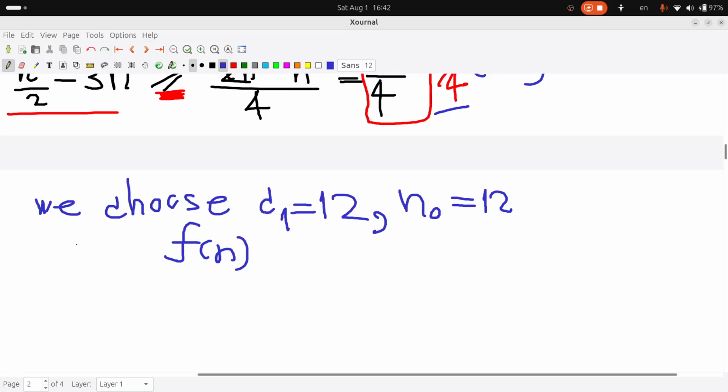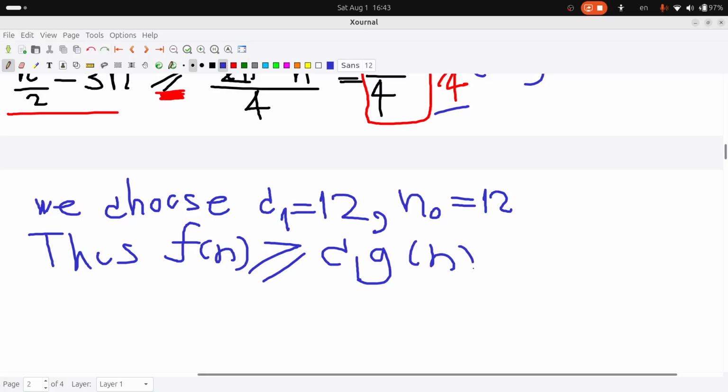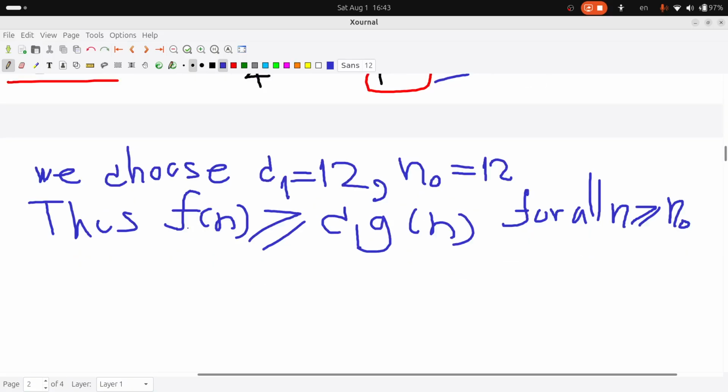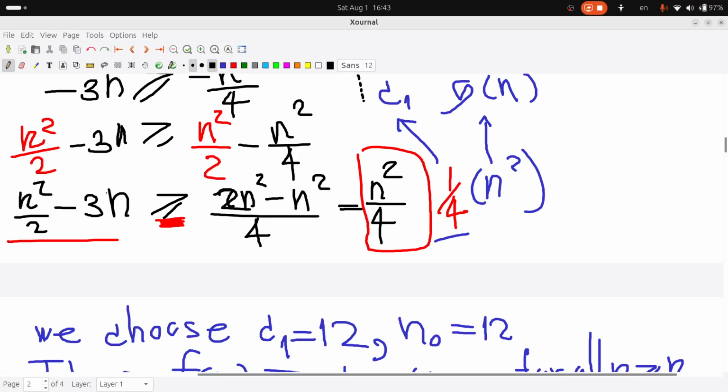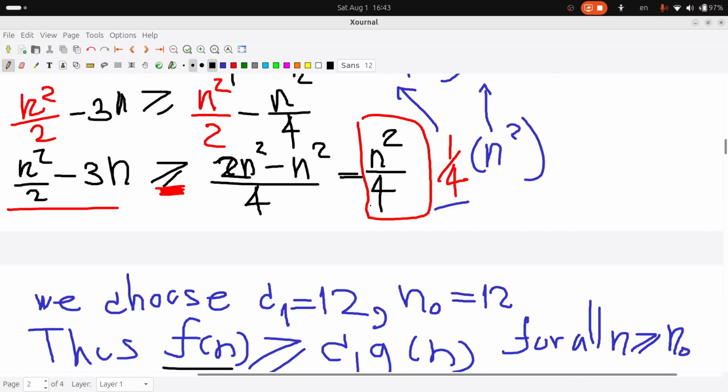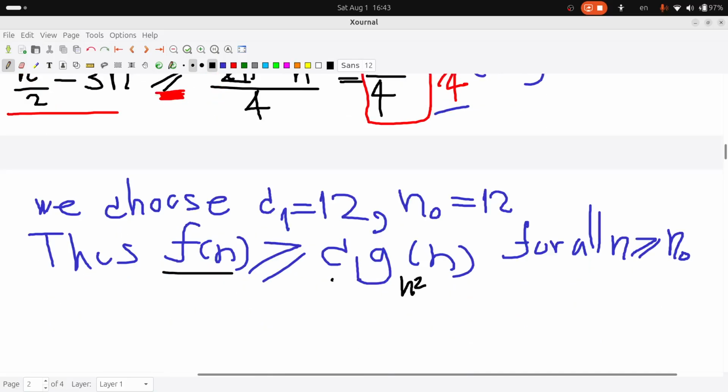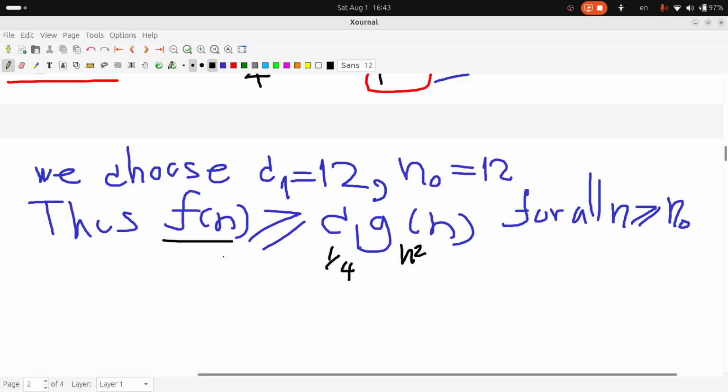Fn, thus Fn is greater than or equal to C1 Gn for n greater than or equal to starting point n0. Or you can simply write this Fn as n squared divided by 2 minus Gn, and Gn is n squared. You can write this also.